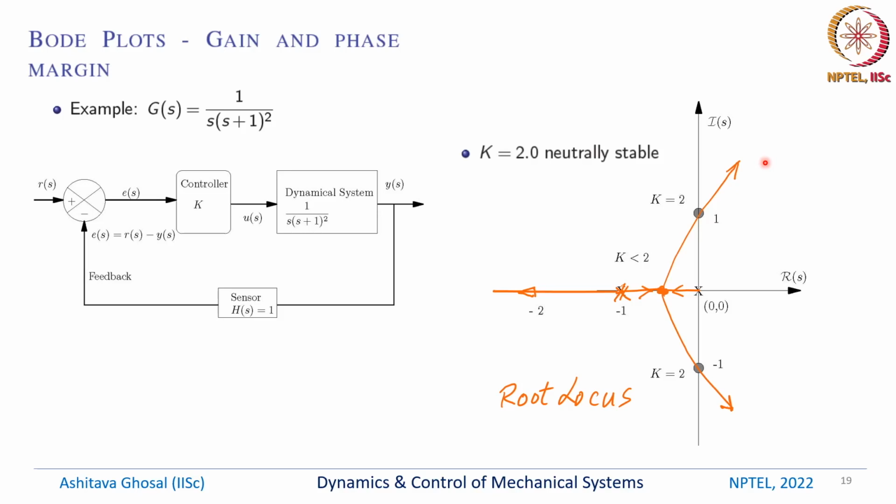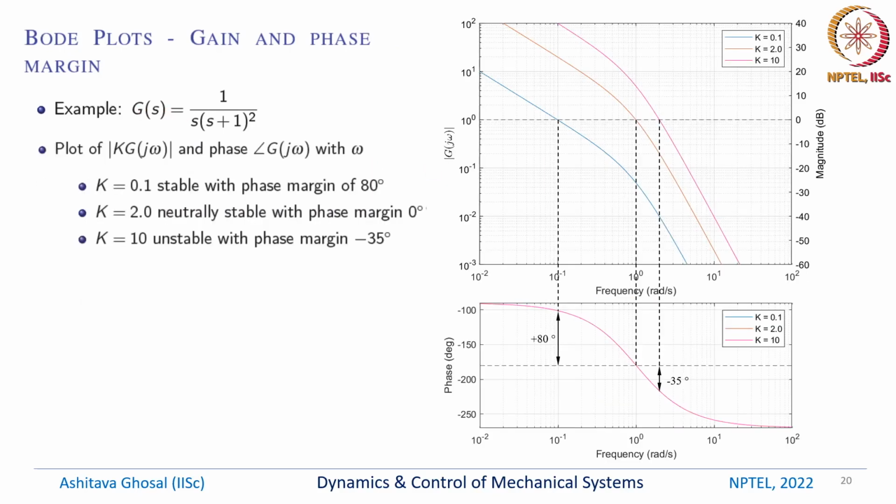So this is the root locus, and you can find that this root locus will intersect the j omega axis, the imaginary axis in the s plane, at k equals 2. So k equals 2 is a neutrally stable state for this transfer function. So let us now look at the same thing using Bode plots.